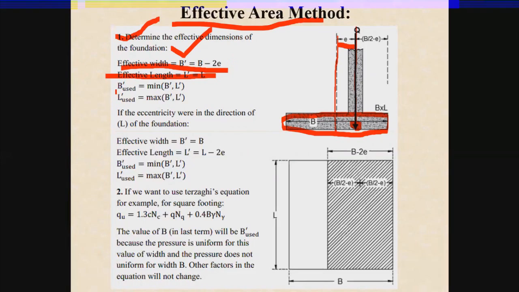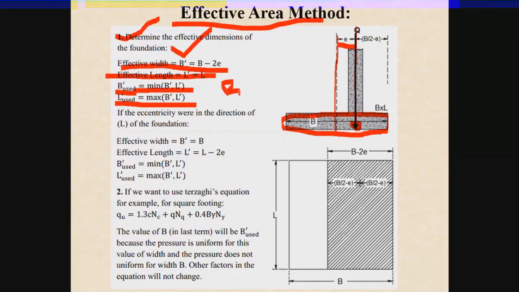Now, what is the meaning of B prime used and L prime used? These will be the values of B prime and L prime that we will use in the analysis. The value of B prime used will be the minimum of B prime and L prime, and the value of L prime used will be the maximum of B prime and L prime.